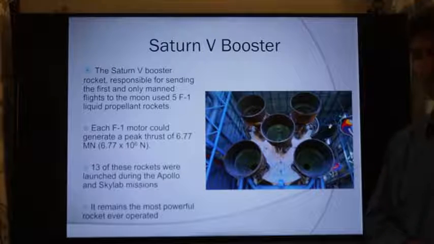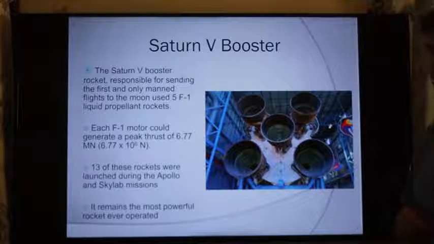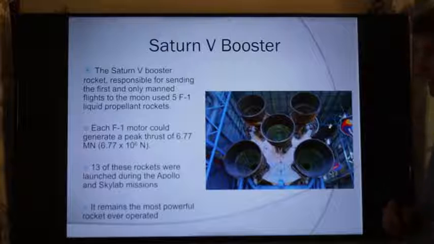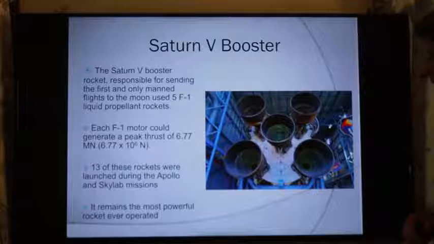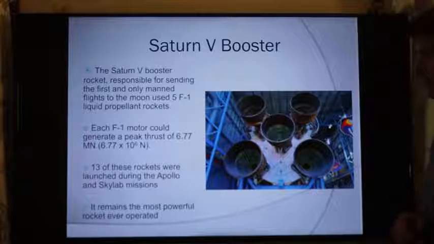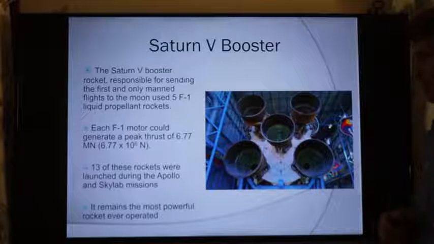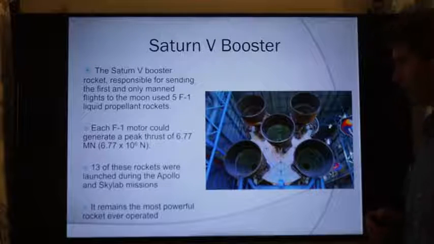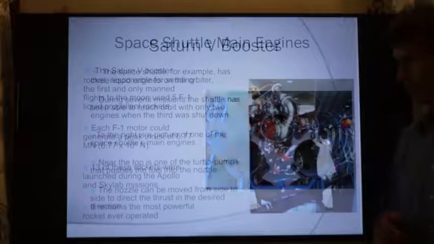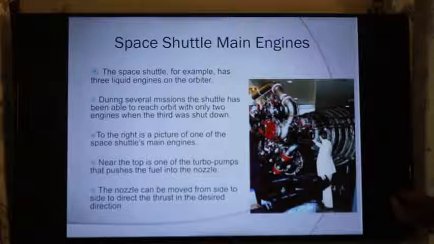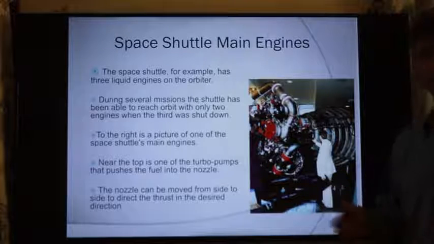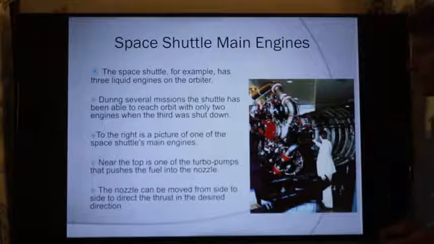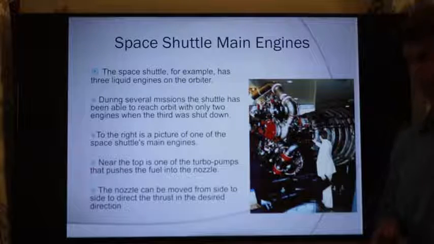Comparing that to the GE90, these have over 13 times, almost 14 times more force than one of those single engines. 13 of these rockets were actually launched, and again, this remains the most powerful rocket ever operated, even more powerful than the SLS, which is being developed. The problem with the Saturn V rockets is they are obviously very expensive. They're expendable, so once you use them, they fell into the ocean, and that was the end of them.